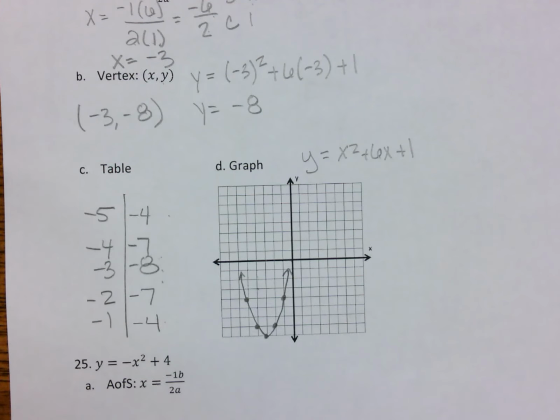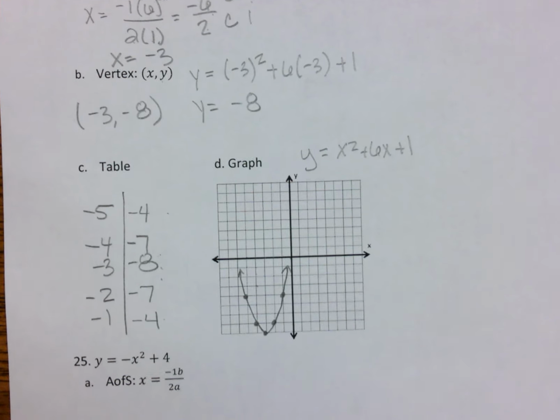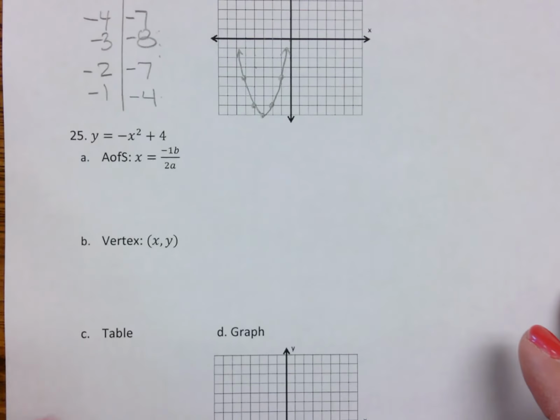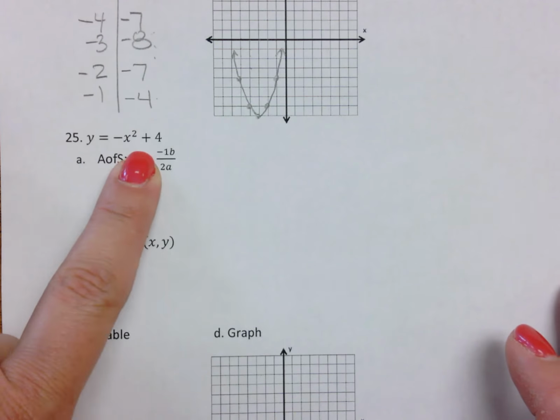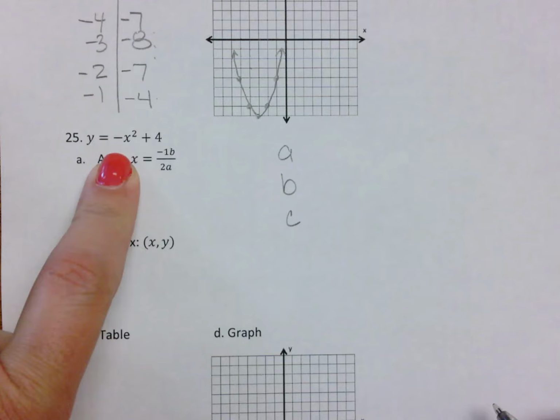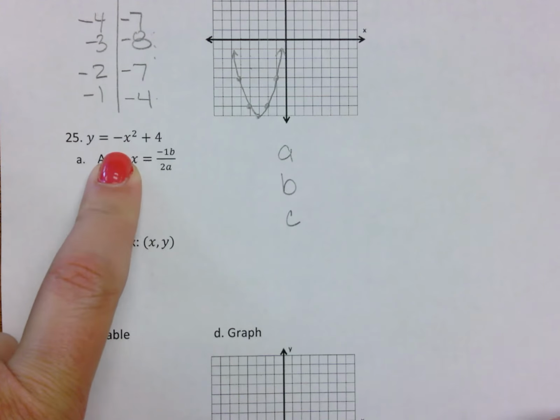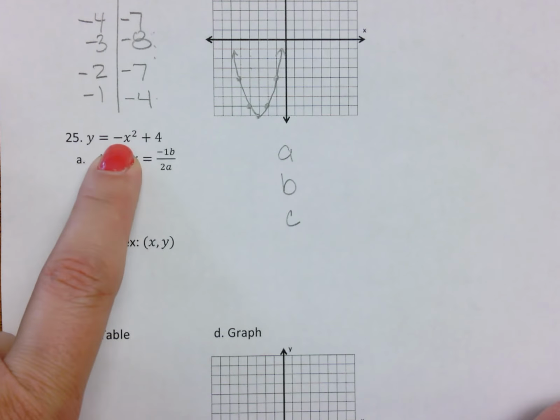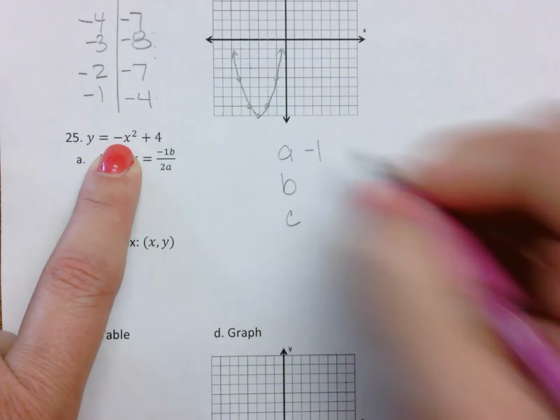And we connect our points as neatly as we can. Number 25, let's go ahead and label our A and our B and our C. So A, B, and C. A is always stuck to the x squared. Even though you don't see a number there, there is a negative there, so that's a negative 1 for A.